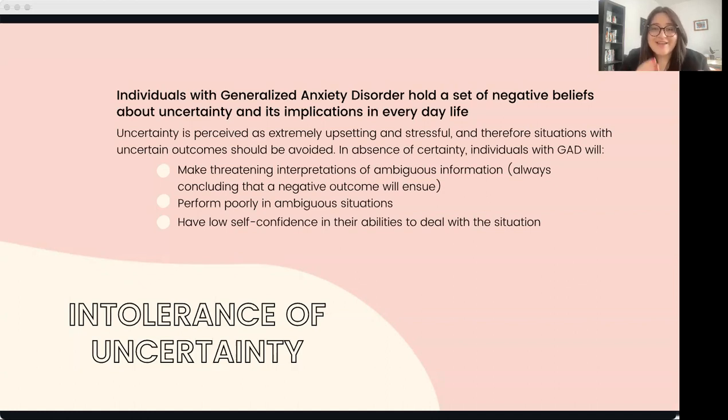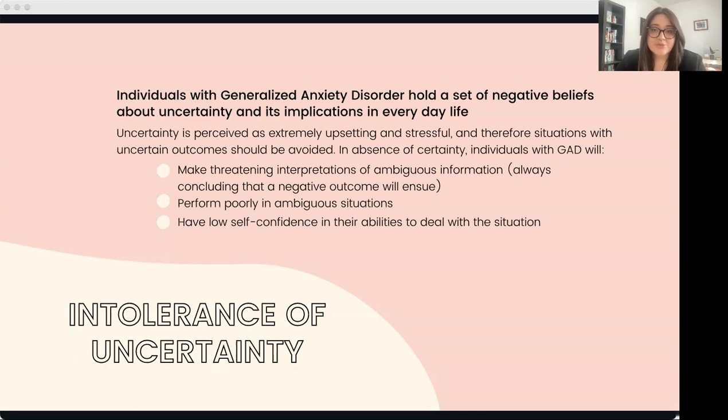And therefore, they believe that it needs to be avoided since it will lead to more unexpected and more negative events. So it's fair to characterize it as a very intense intolerance for uncertainty. In the absence of certainty, individuals with generalized anxiety tend to make threatening interpretations of ambiguous information, and they'll always conclude that a negative outcome will ensue. They also tend to perform poorly in those ambiguous situations and have really low self-confidence in their abilities to deal with them.